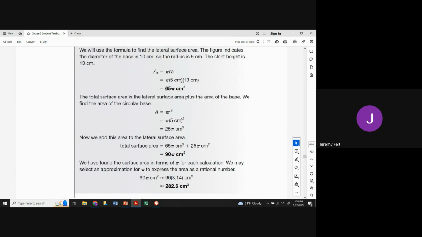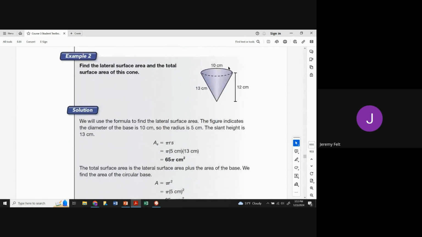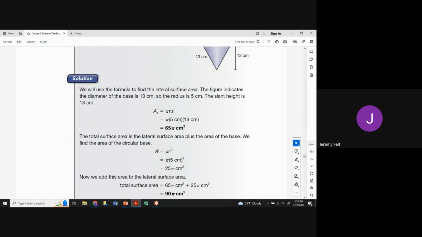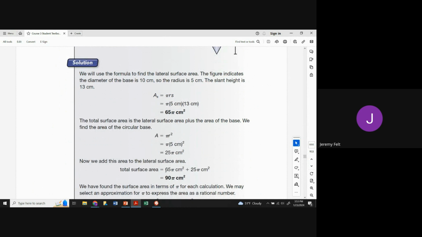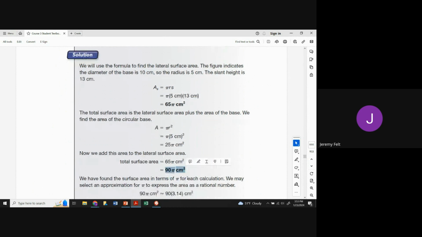So that would be the lateral surface area. Then we would have to find the area of the circle and add that to the lateral surface area. Area of a circle is pi r squared, 3.14 times 5 squared, so times 25, 78.5, or 25 pi if we're leaving it in terms of pi. And we add those two together for total surface area.